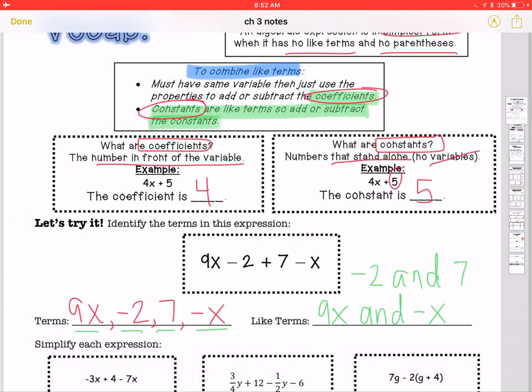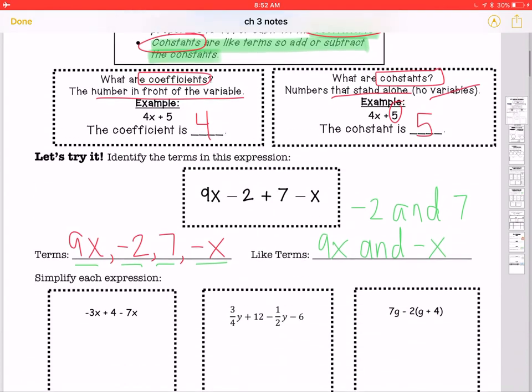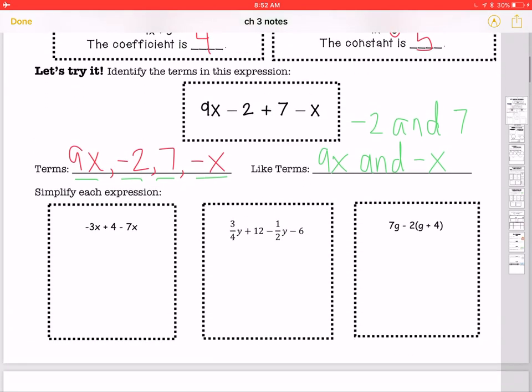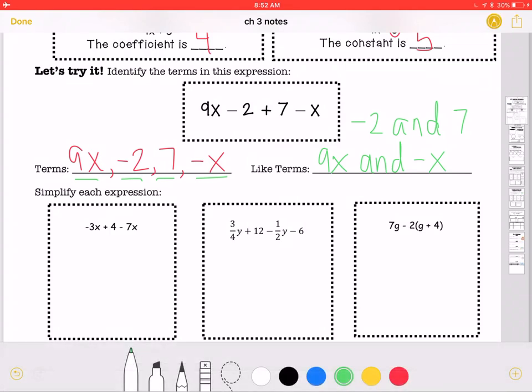Sometimes there might be a term that doesn't have anything alike, and that's okay. You just wouldn't pair it with anything. It would be a term, it just wouldn't have a like term to go with it.